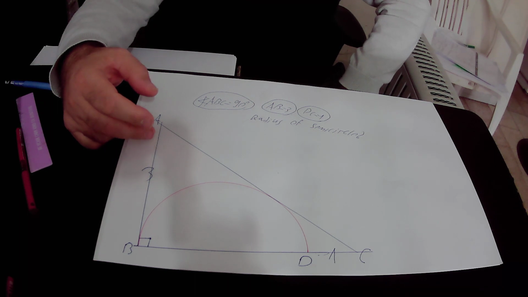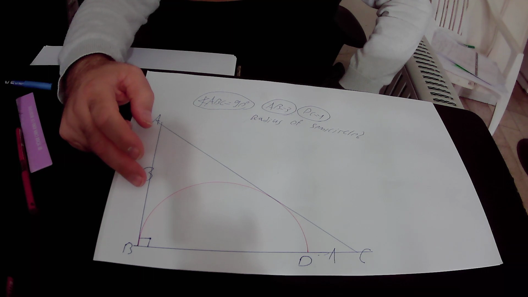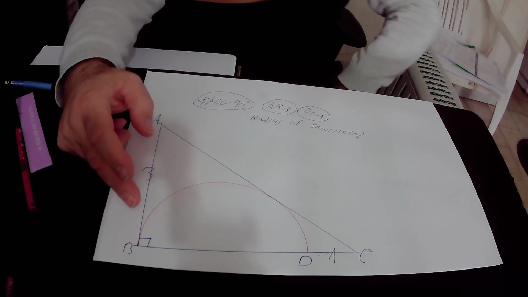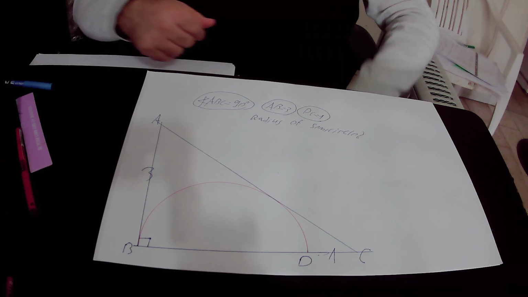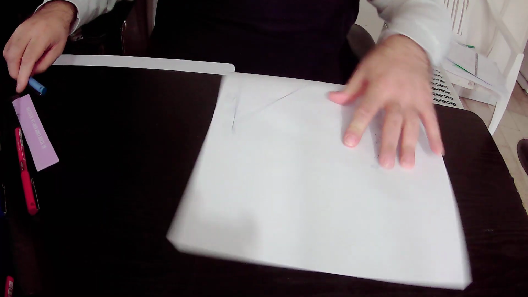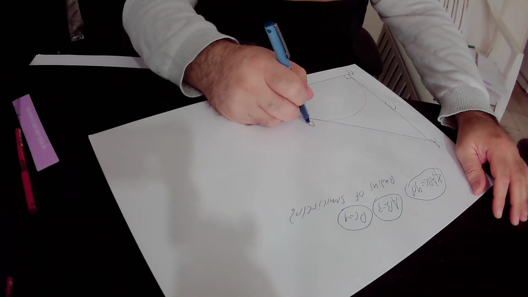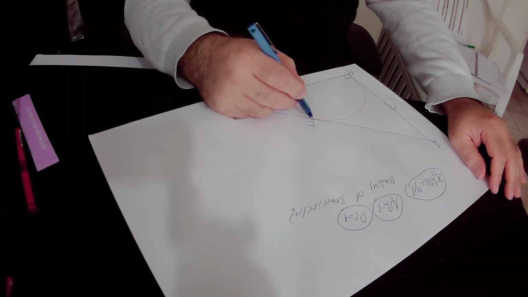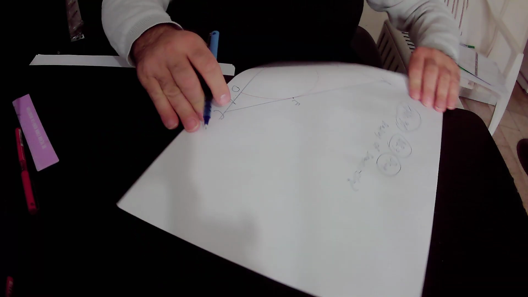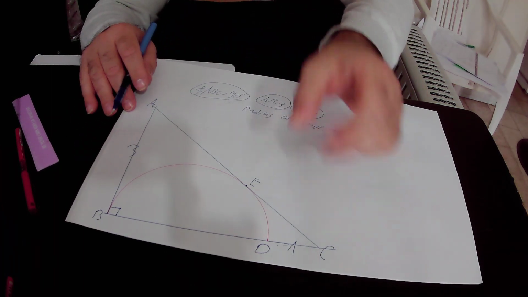And also side AB is tangent to the red semicircle at point B, and also line segment AE is tangent to the red circle at point E, and line segment DC equals 1 unit.